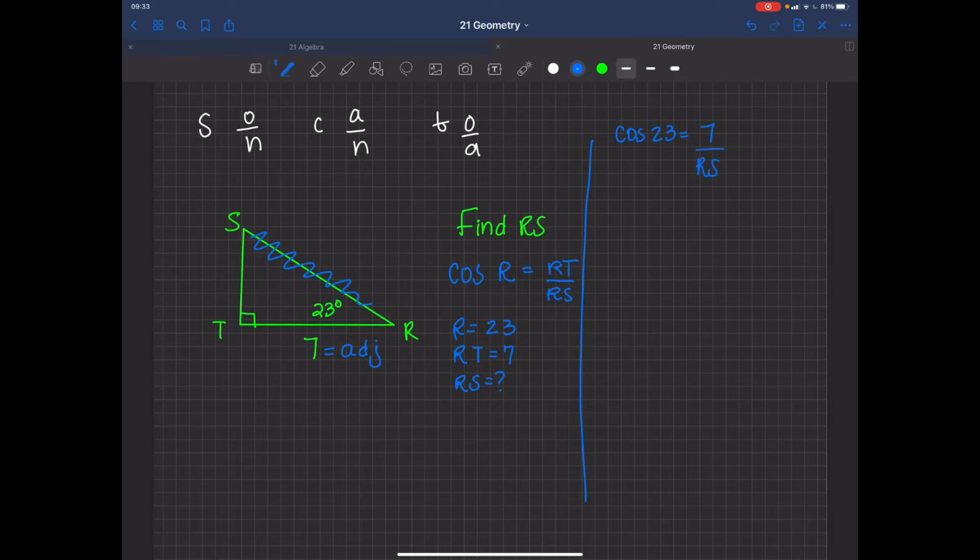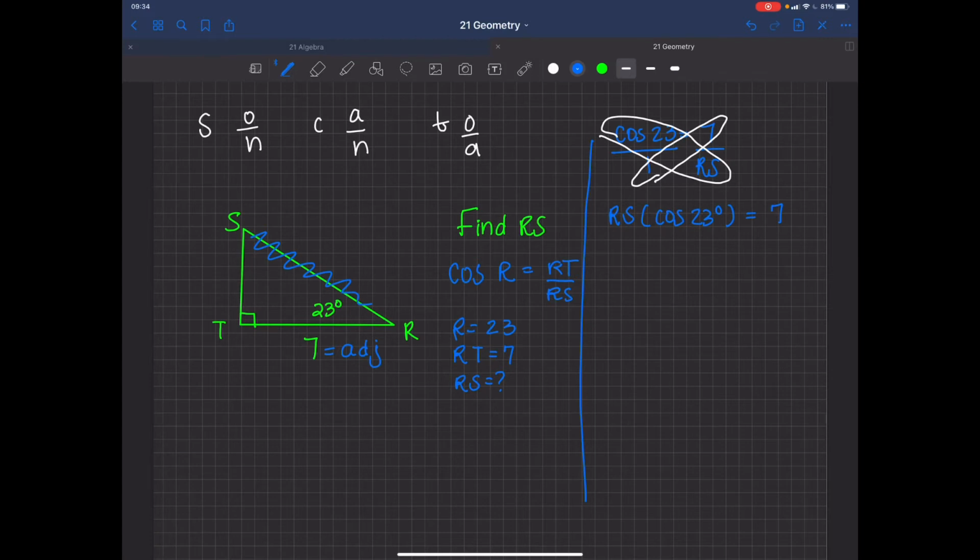I need to go ahead and get RS on its own. So I'm going to cross multiply. This is another method of doing that if you're not comfortable with multiplying by the reciprocals. So when I cross multiply, I'm going to cross multiply these two terms with these two terms. So I'm going to get RS cosine 23 degrees, all of this is in degrees, is equivalent to 1 times 7, which is 7.